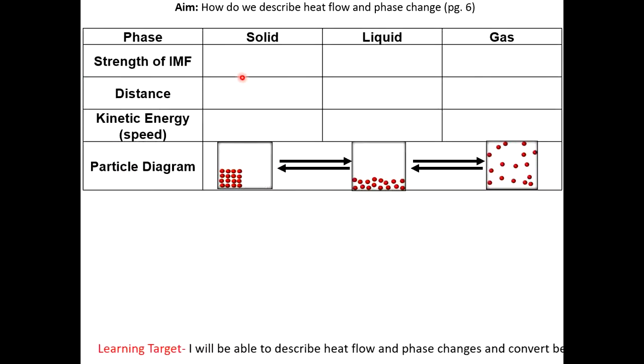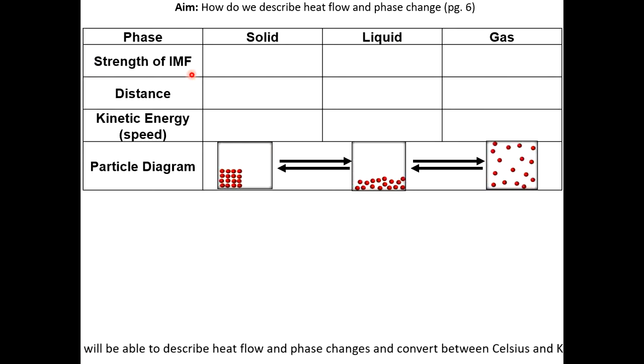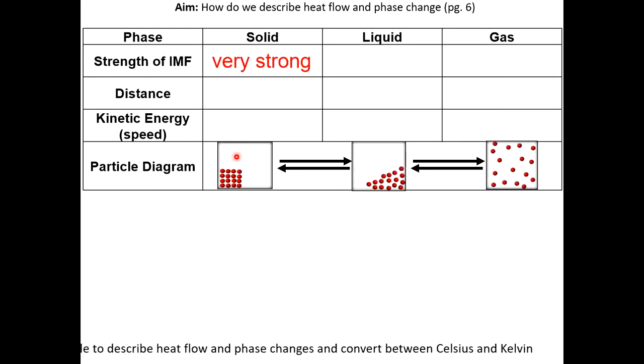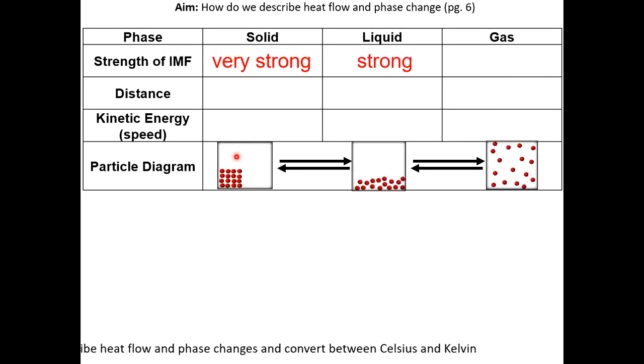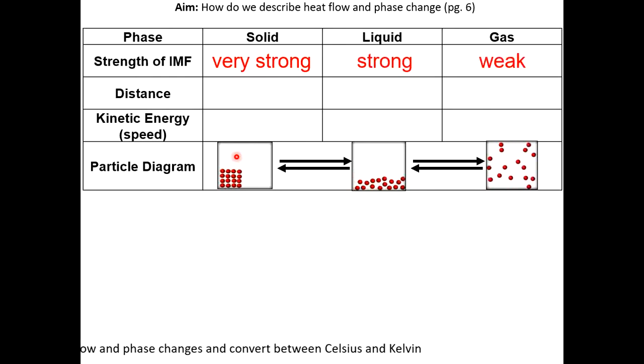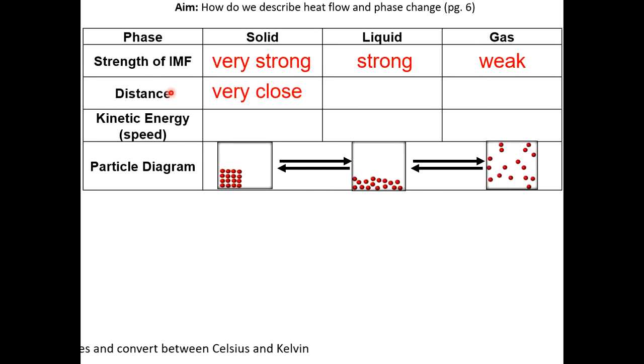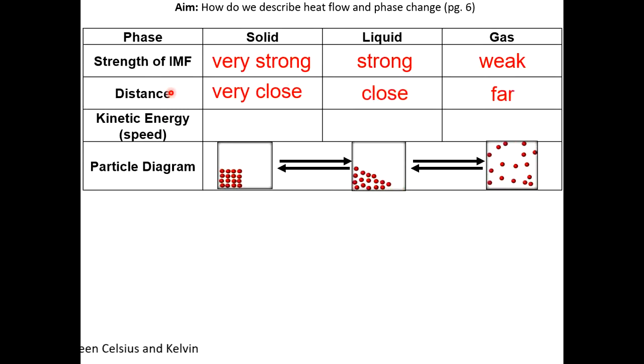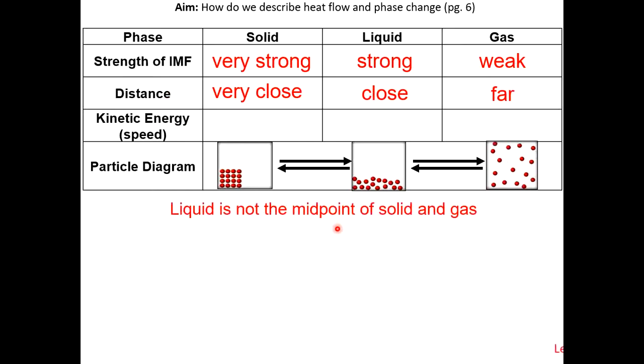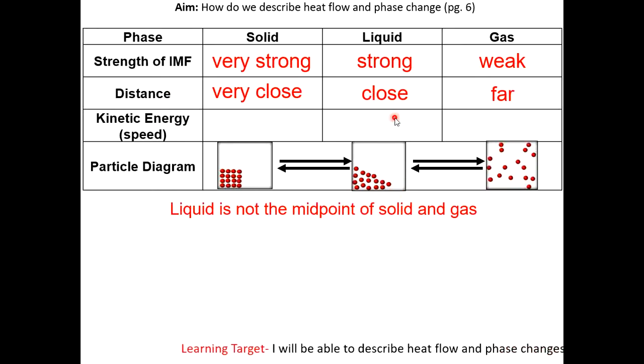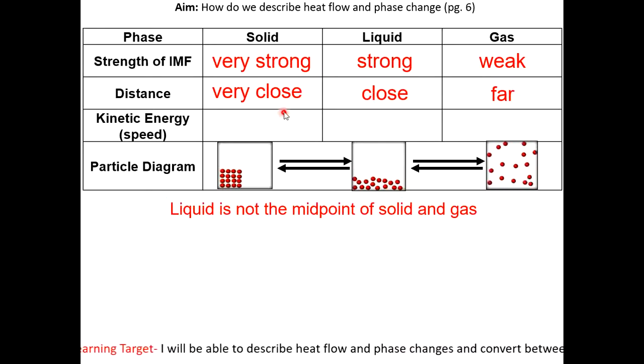Let's compare the properties of solid, liquid, and gas. The first property is the strength of intramolecular force, and solid is very strong, liquid is strong, and gas is very weak. For the distance between the particles, in the solid they're very close, for liquid is close, and for gas is far. Keep in mind, liquid is not the midpoint of solid and gas. If you look at the particle distance in the liquid, it's much closer to the particle distance of a solid than it is to a gas.